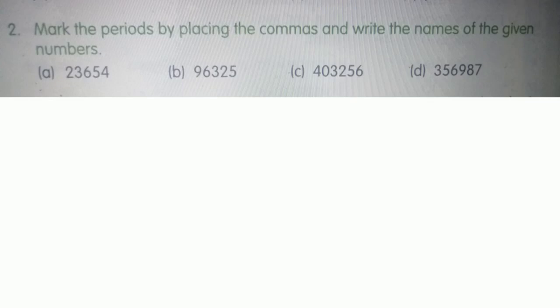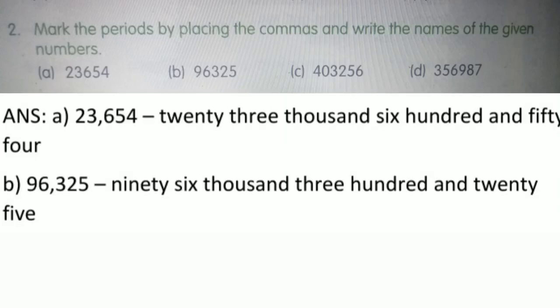The first part is 23654. So if you want to read this number, you can read the number as 23,654. Now where you should put a comma? You should put a comma after the 3 of 23,000 because 23 will make a separate period and 654 comes into the separate period. So we just write it as 23,654 and in spellings we just write it as twenty-three thousand six hundred fifty-four.